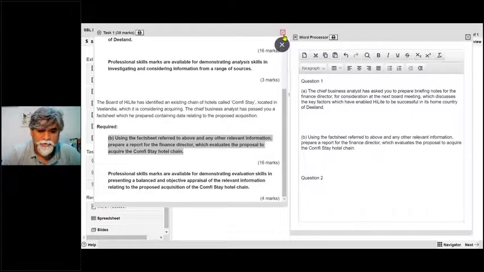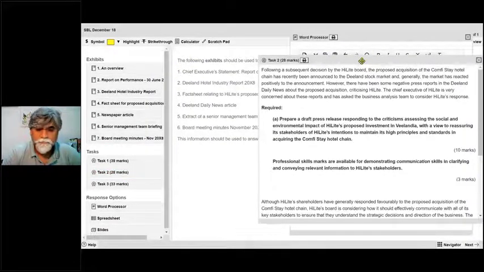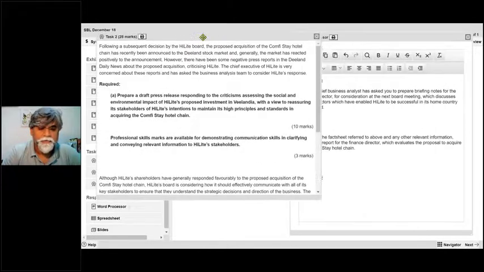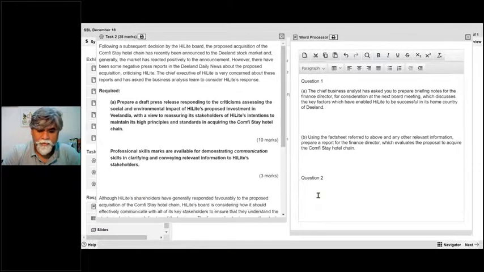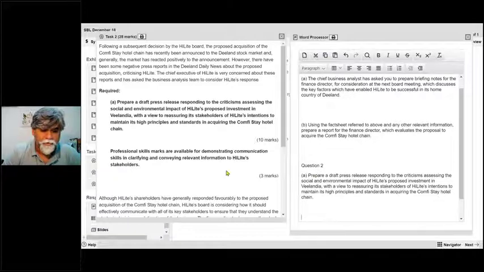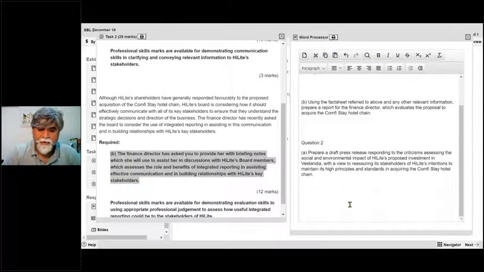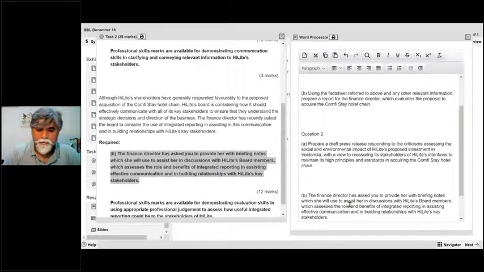So I close this exhibit. I go to task 2. I triple click, Control C. I go here, Control V, enter, enter. 2A, triple click, 3 clicks, and B.